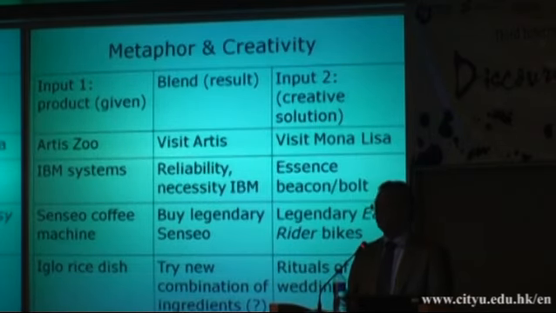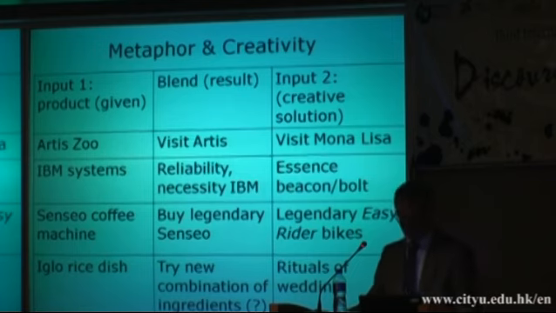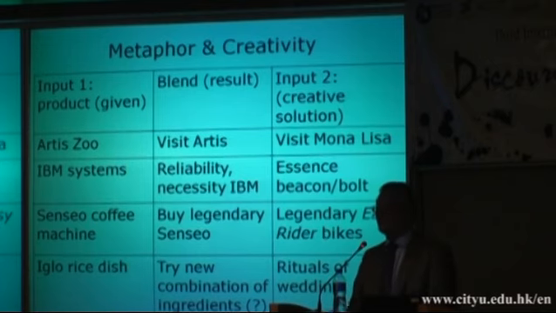Okay, so just a brief survey. There's input space 1, that's the product given. There's the blend, that is what needs to be achieved, and then there is the other input space that is supposedly going to provide the creative solution. Right, well, this is a short summary of it.